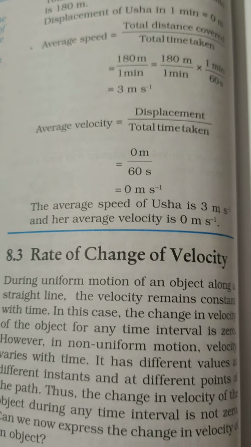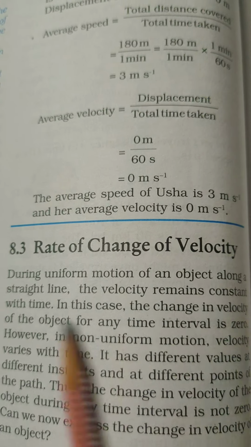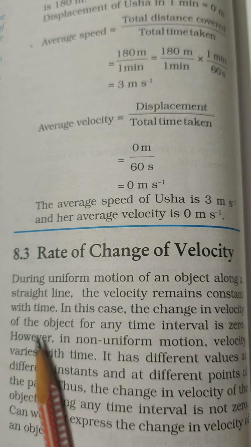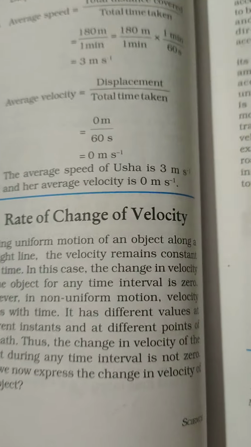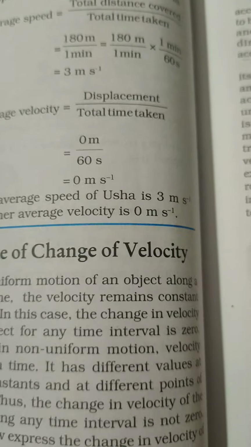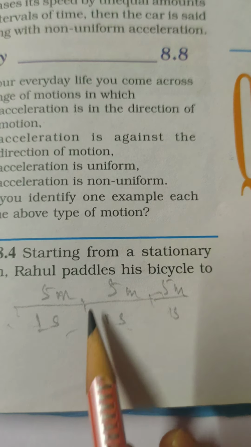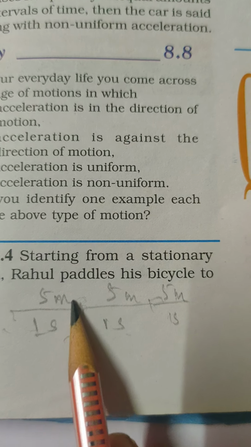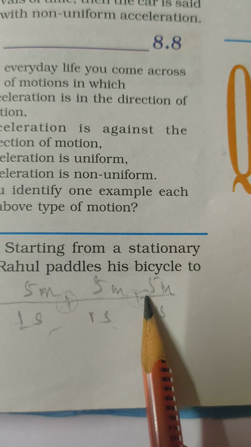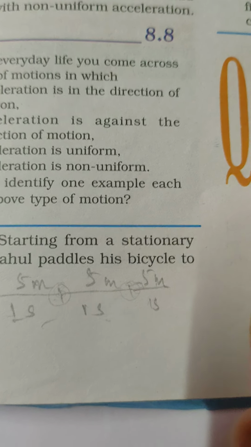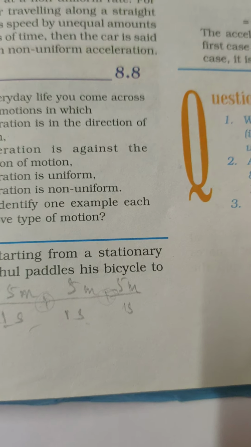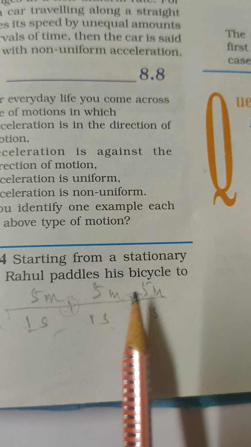Now let us just read this. During the uniform motion of an object along a straight line, the velocity remains constant with time, right? In this case, the change in velocity of the object for any time interval is 0. What is uniform motion? You are traveling an equal distance in an equal time. For example, in 1 second you are crossing 5 meter, in the next 1 second you are crossing again 5 meter, in the next 1 second again 5 meter. This means you are at a uniform speed, so your velocity is not changing. The initial velocity is 5 meter per second and the final velocity is also 5 meter per second, so there is no change in velocity, because you are traveling equal distance in equal time.